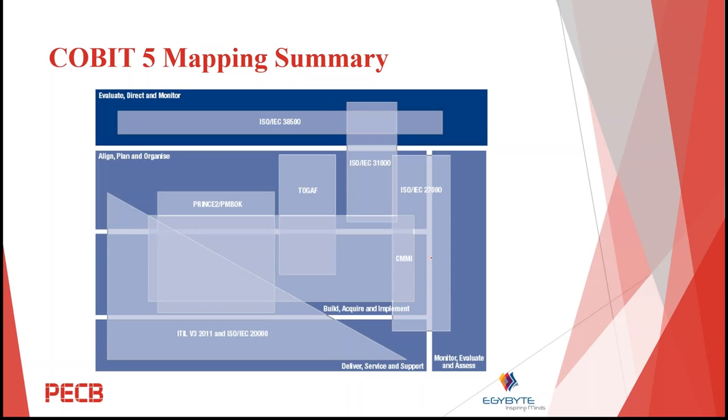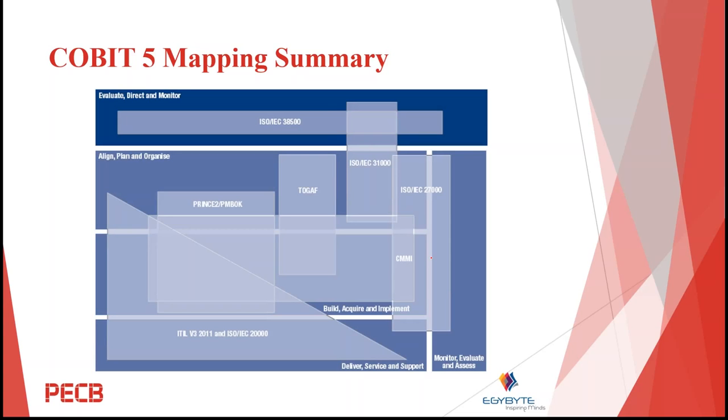And they are aligned, planned, and organized for the transition stage. If we are talking from ITIL and ITSM to deliver support, which is obviously the operation stage and the last one, but it's not the last one. It's the last one in explanation, but it goes beneath the other three, which is monitor, evaluate, and assess. It should help the other three management domains, which is APO, BAI, and DSS. So we have one domain for governance and four domains for management.